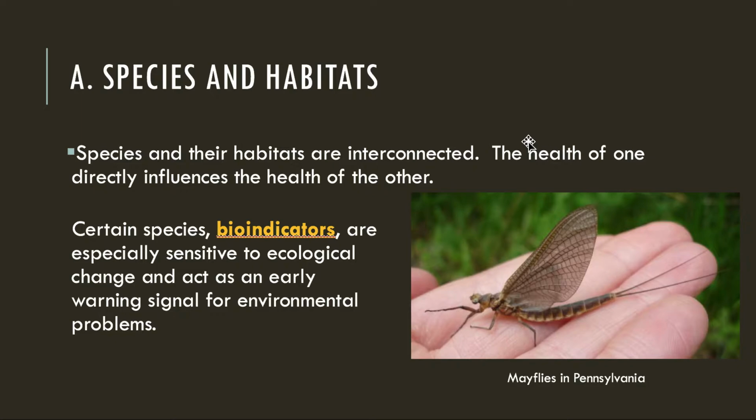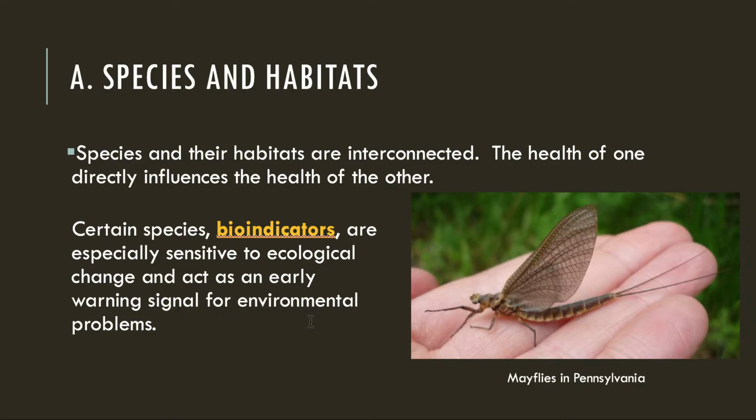It says the health of one directly influences the health of the other, like I was mentioning. And then you have these things called bioindicators. Bioindicators are especially sensitive to ecological change, and act as an early warning signal for environmental problems. So in the picture there you have mayflies in Pennsylvania. Mayflies themselves are actually very old. Mayflies indicate freshwater health because their clutch size is directly related to the biotic and abiotic factors.